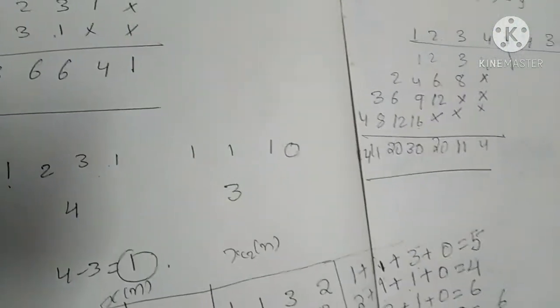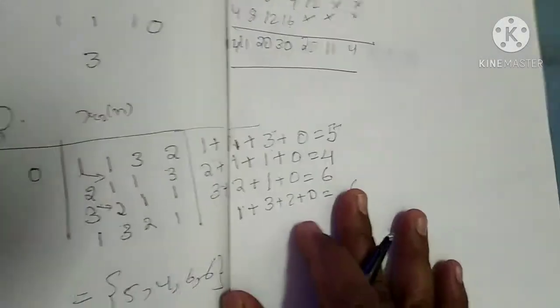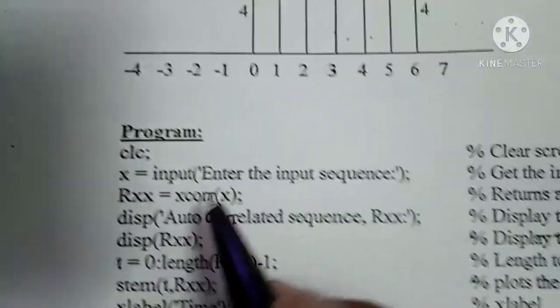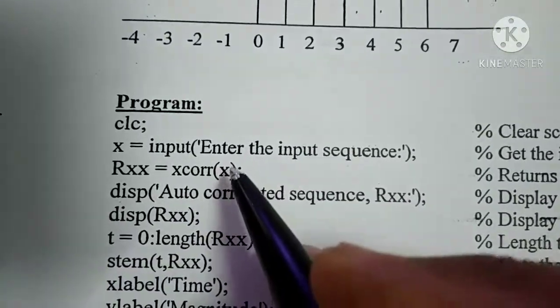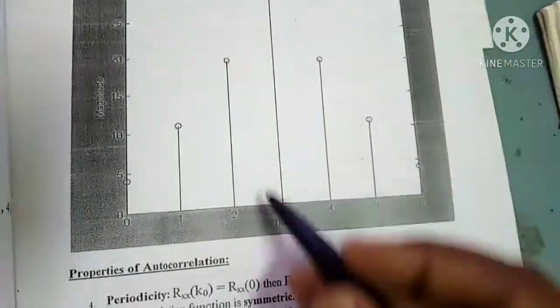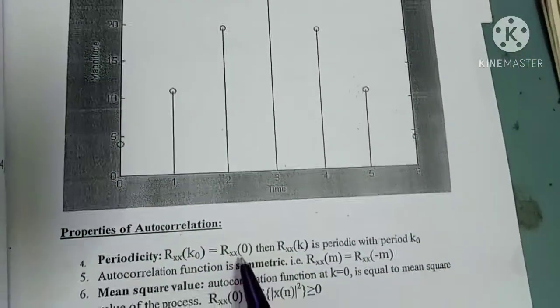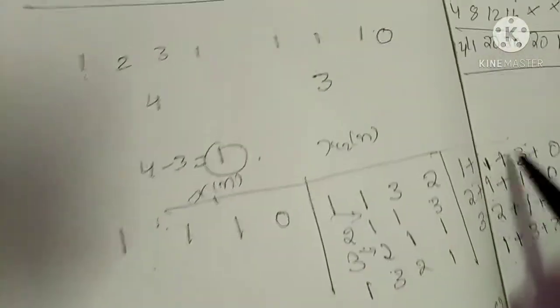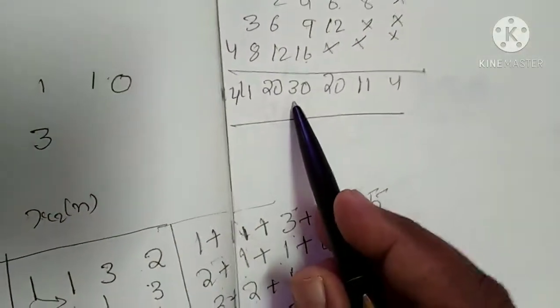Next we'll go for cross correlation. So in cross correlation, for programming purposes, the instructions are very simple: enter the input sequence, then pass that sequence to a function, you will get some result, display the result, that's all. And you have to mention the properties. The first property is the middle value I am getting, which we call xx of 0. This is the highest value I am getting, and in the given example this value is 30.